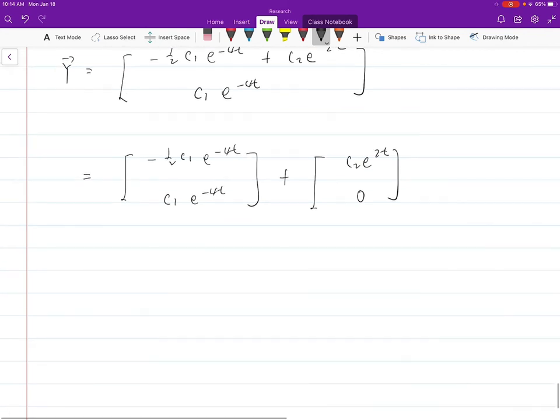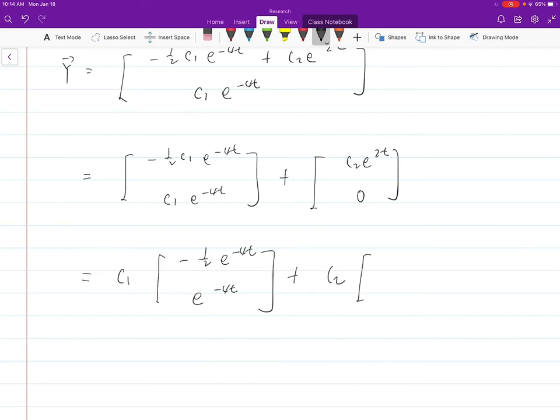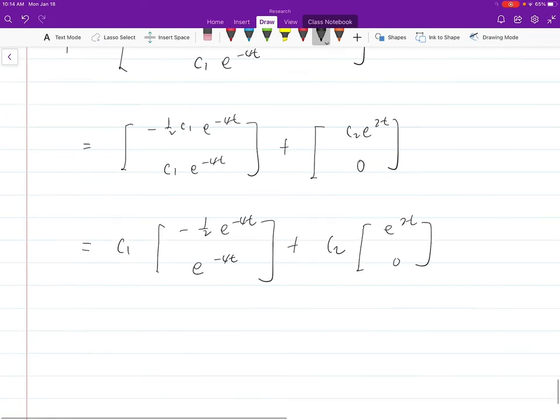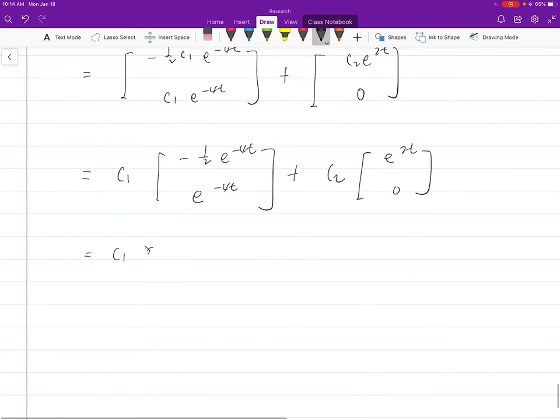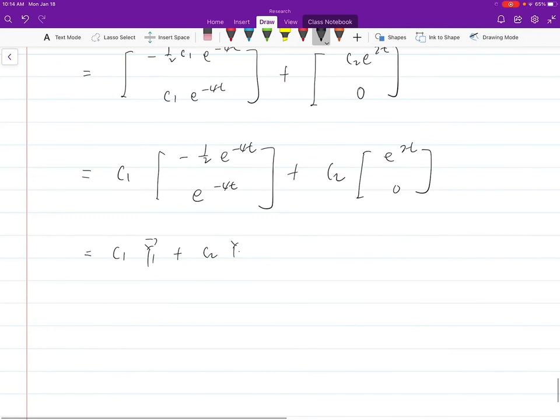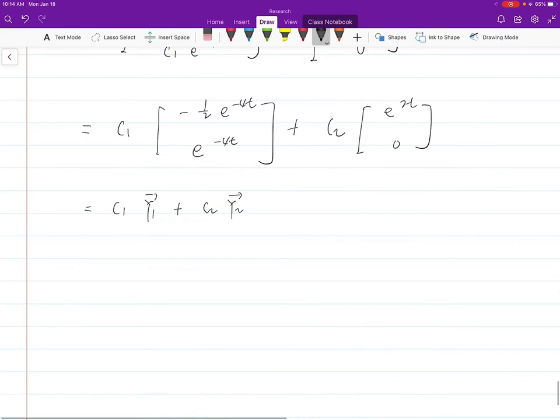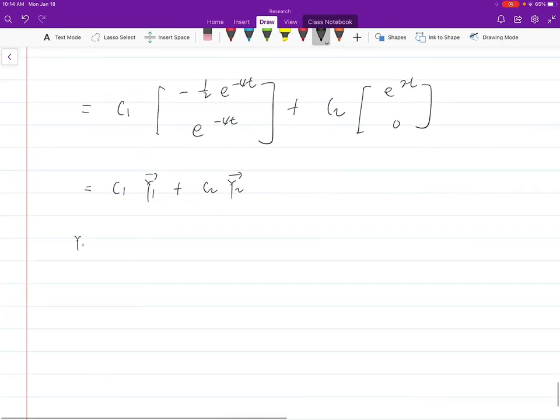And you don't have anything on the bottom, just put a 0. Then we have C1 (-1/2, 1) plus C2 e to the 2t (1, 0). So we do have the final solution looking like a linear combination of two vectors, which looks promising. And these two vectors are y1 is this, and y2 is this.